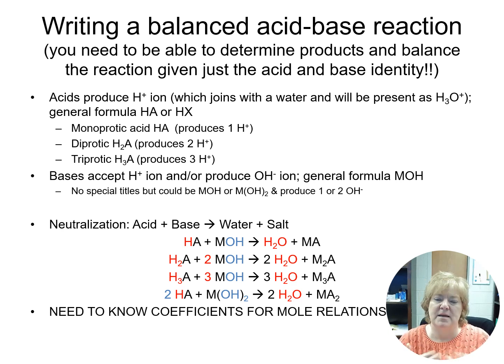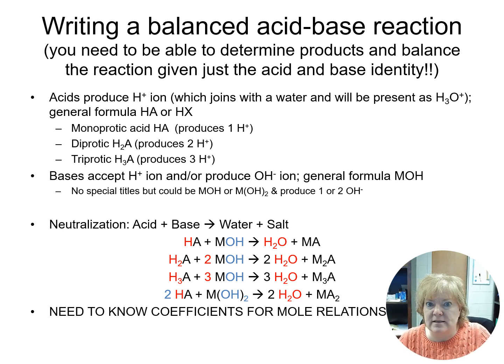And then I have bases. The job of a base is to accept the H plus and/or produce hydroxide ion. So its general formula for us, for strong bases, is going to be MOH, where M is some metal with hydroxide. There aren't any special names, like mono, di, tri, but the general formula could be 1 hydroxide or 2 hydroxides. So MOH or M(OH)2. And they're going to produce 1 or 2 hydroxide ions, depending.